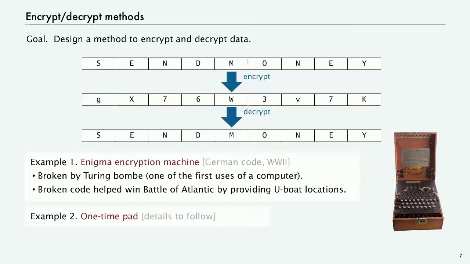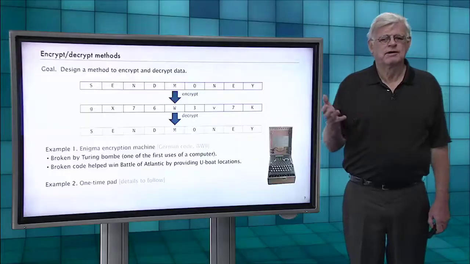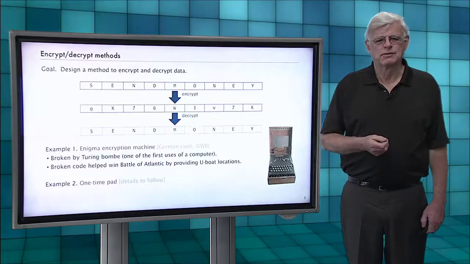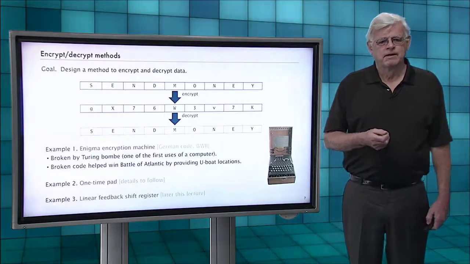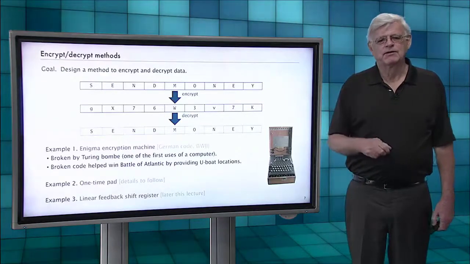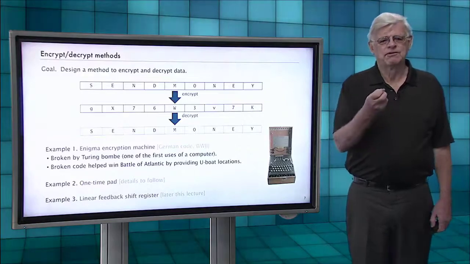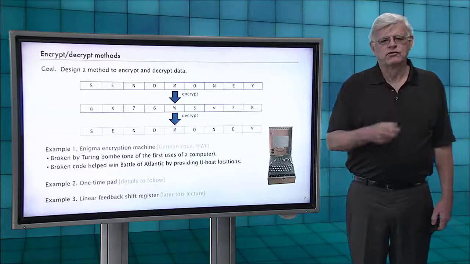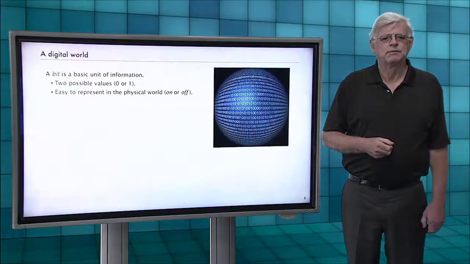Another example that was important also historically is called a one-time pad, and that's the one that we're going to talk about next. And a third example we'll talk about later in the lecture is using a linear feedback shift register. So those are the two that we're going to talk about in this lecture.